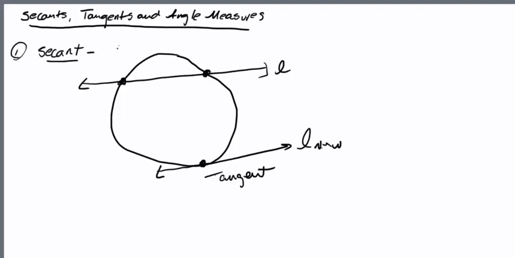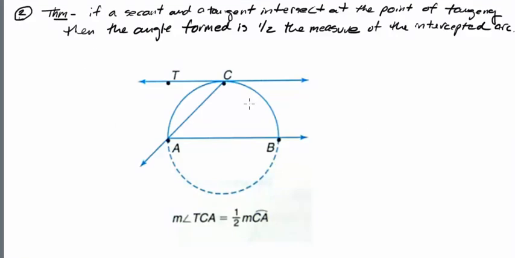Okay, so now that we know what a secant is, let's look at some theorems. The first theorem that we're looking at: if a secant and a tangent intersect at the point of tangency, then the angle formed is half the measure of the intercepted arc. Let's pull those pieces apart.